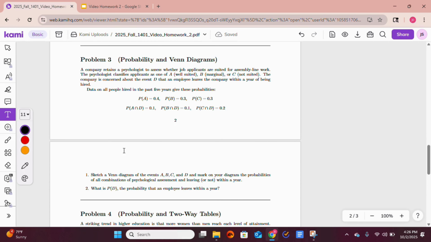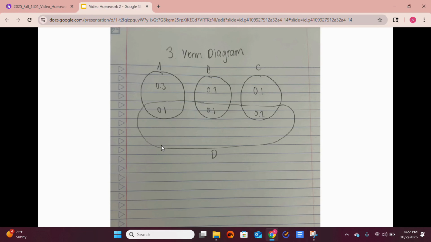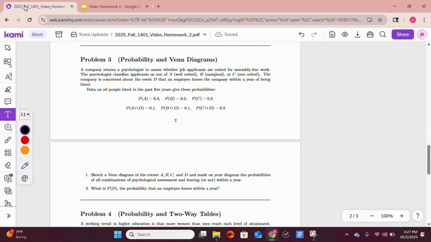Now that we've completed the Venn diagram, we can go to question 2, which asks, what is the probability that an employee leaves within a year? All we would have to do for this is add all the numbers together that overlap into D. So 0.1 plus 0.1 plus 0.2, which would give us 0.4. We would convert this into a percentage, so the answer would be 40%.